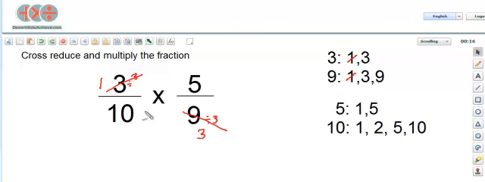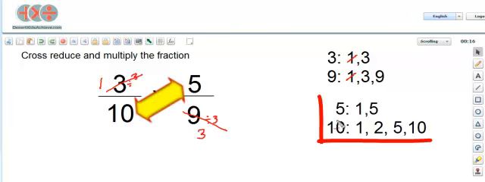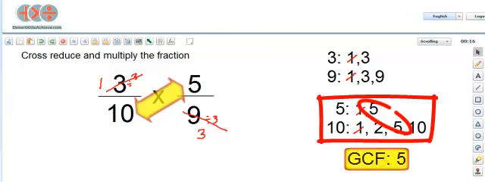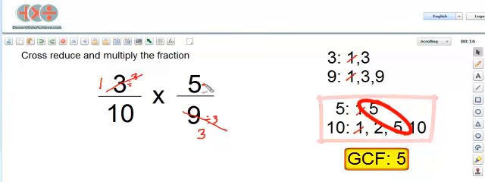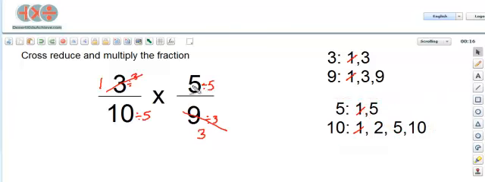Now let's take a look at the cross products 5 and 10. Other than 1, they share a greatest common factor of 5. So we're going to divide this by 5 and this by 5. 5 goes into 5 once. 5 goes into 10 twice. Now you simply multiply across. 1 times 1 is 1. 2 times 3 is 6 for a final and reduced fraction of 1/6.